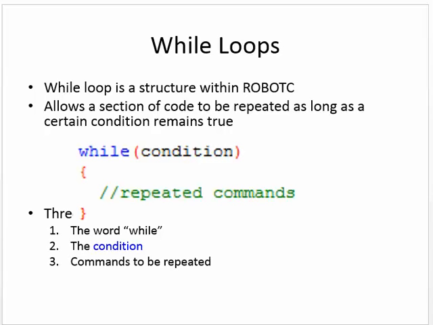While loops. A while loop is a structure within RobotC that allows a section of code to be repeated as long as certain conditions remain true. So what we're talking about here is where it says the condition. This would be where you'd be putting in some new information. It's not going to be "condition"; you're going to tell it while something is true: the word while, then the condition, and the commands to be repeated.